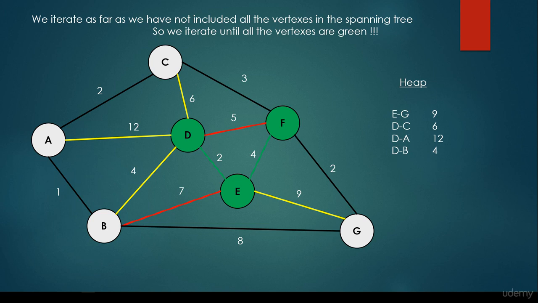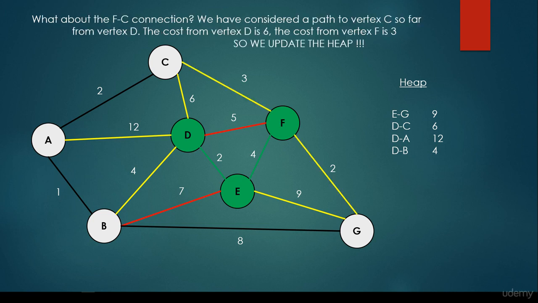Then we visit all the neighbors of the vertex F, the C and the G. And we pose the question: what about the F-C connection? We have considered a path to vertex C so far from the vertex D. The cost from vertex D to vertex C is 6. The cost from vertex F to vertex C is 3.